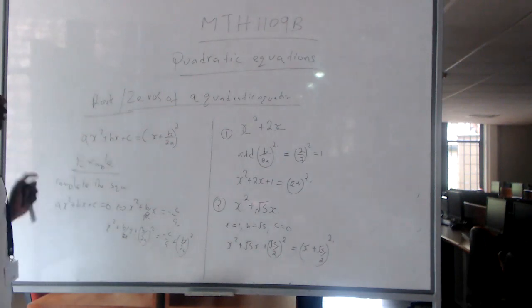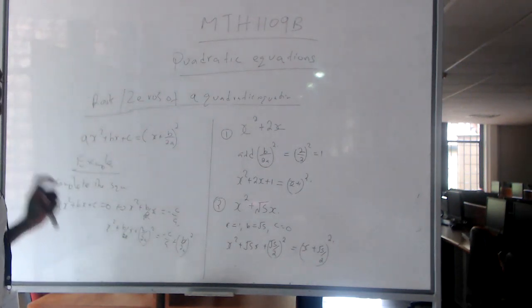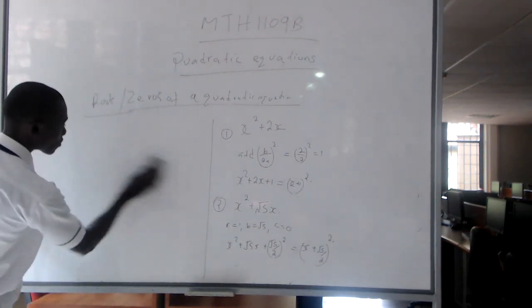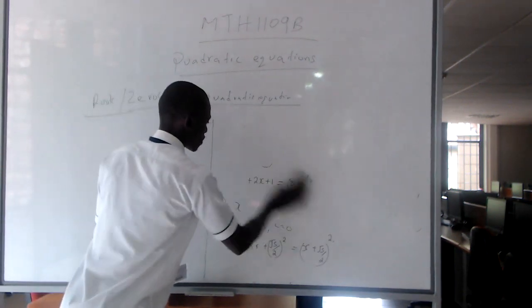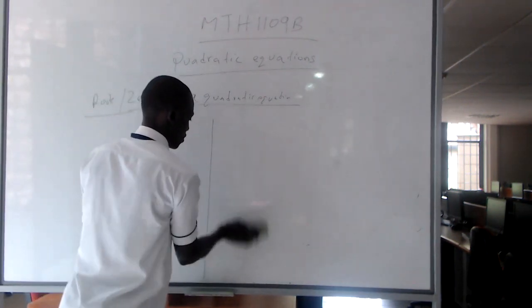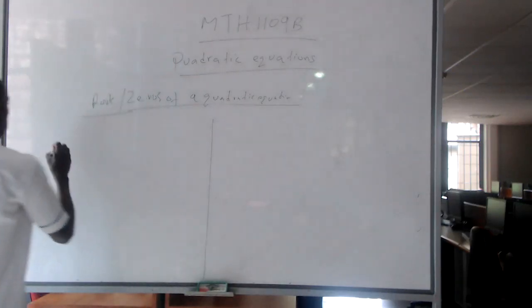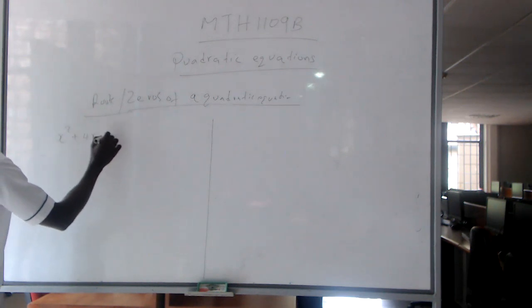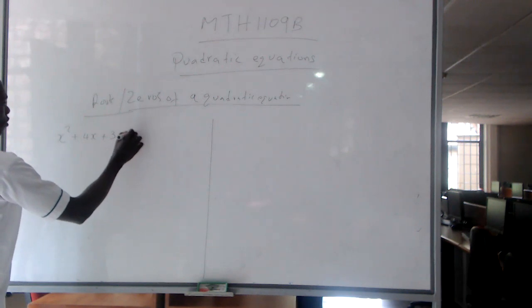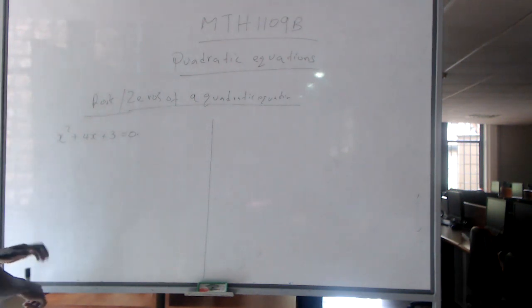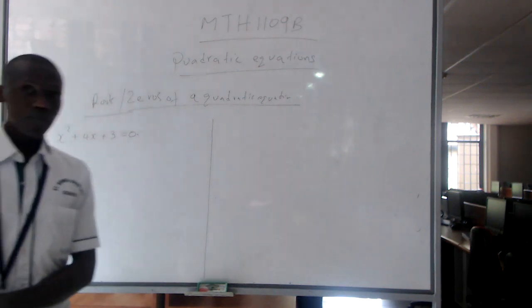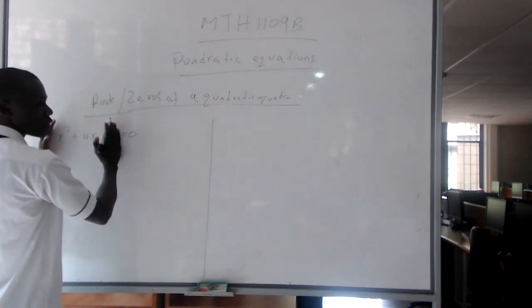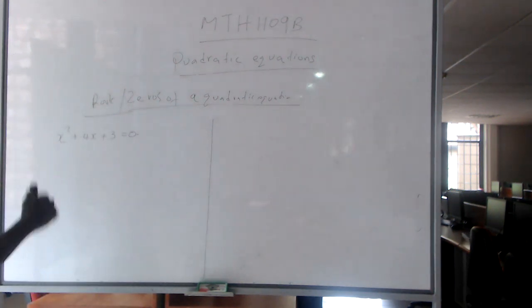Now that we know how to complete the square, how do we use this method to compute the roots of a quadratic equation? Suppose you have a quadratic equation, let's say x squared plus 4x plus 3 equals 0. Solve this by completing the square. The first thing is I need to write this as a perfect square, (x plus something) squared.